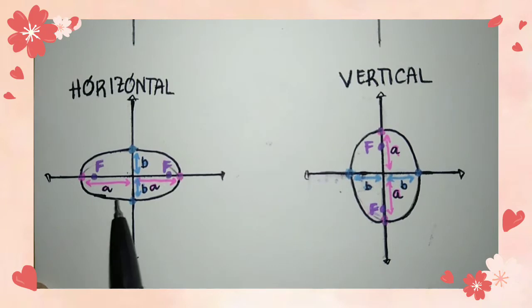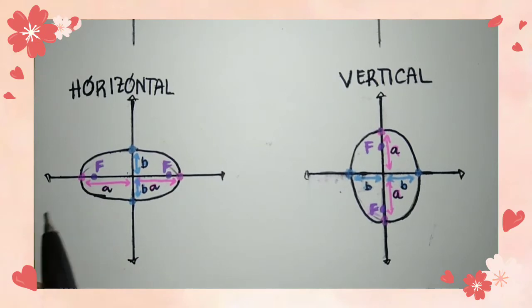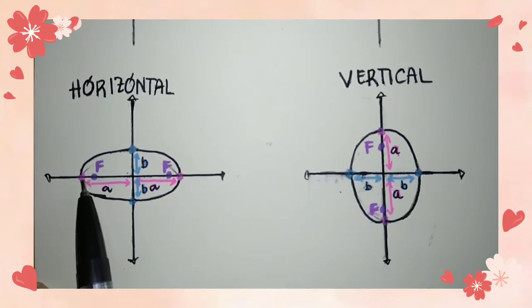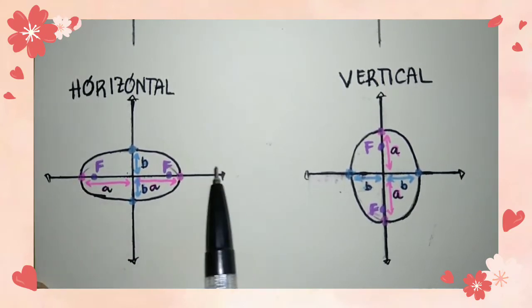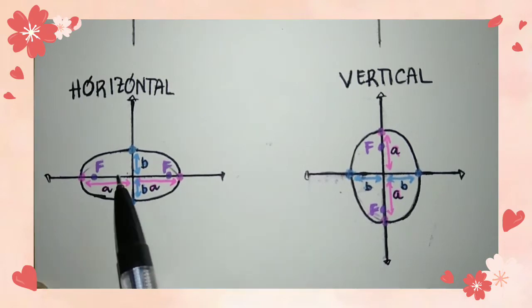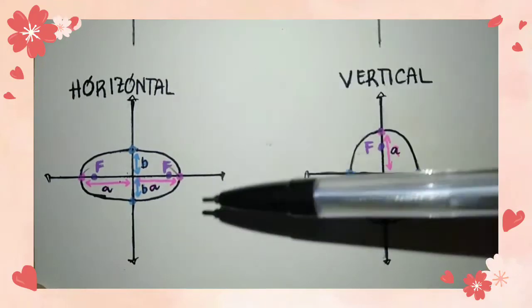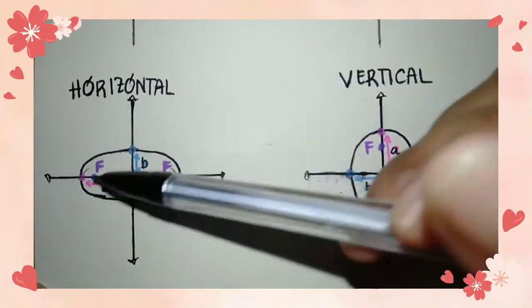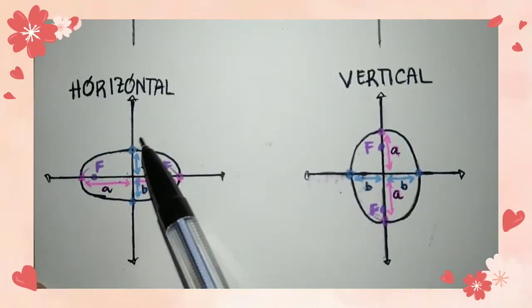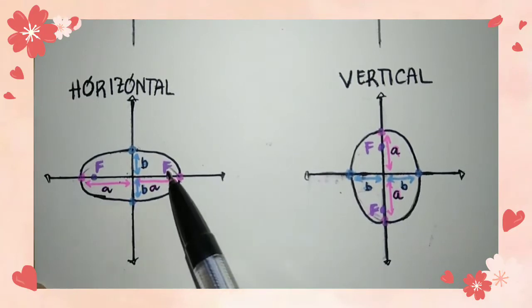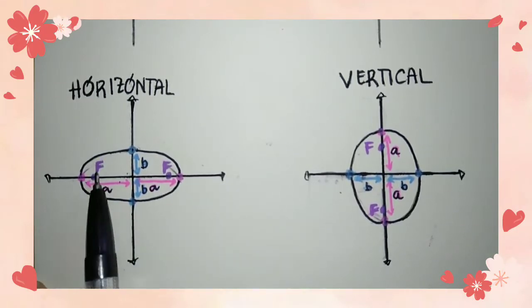These are examples of horizontal and vertical ellipses. As you can see, we have a horizontal ellipse where A is greater than B, and if that's so, our major axis is on the x-axis. This is our x-axis, A, and this one is B and B. These are our vertices and two co-vertices, and our foci are inside our ellipse.